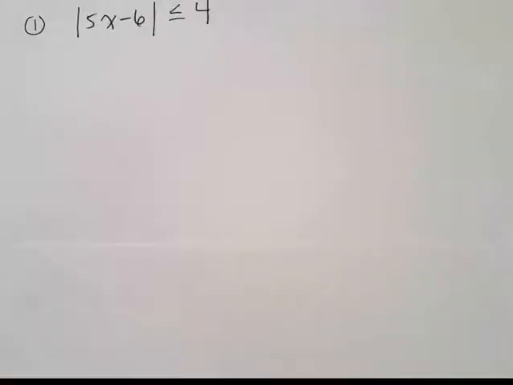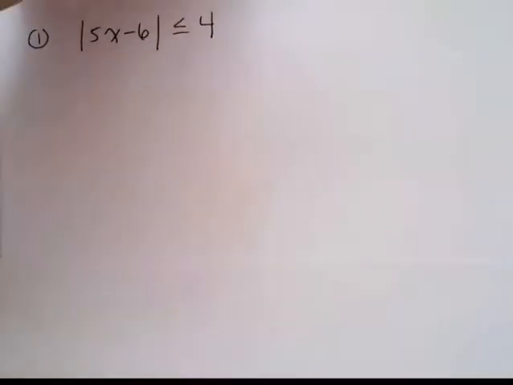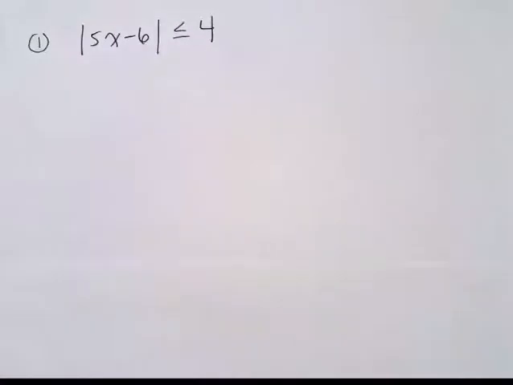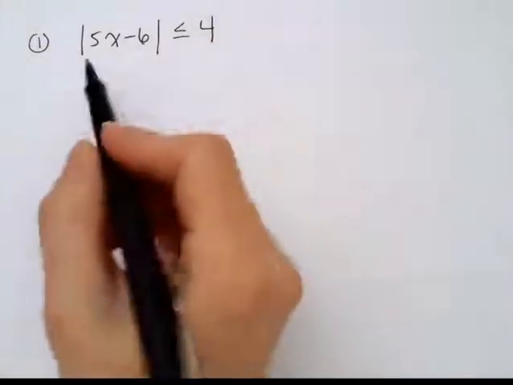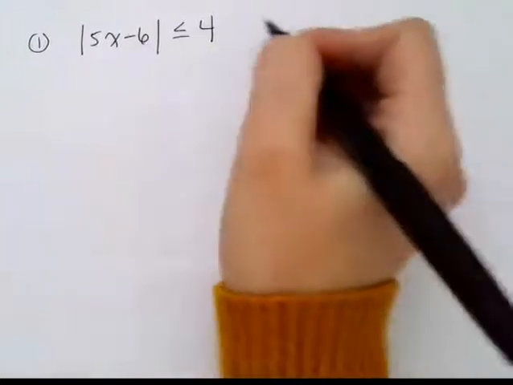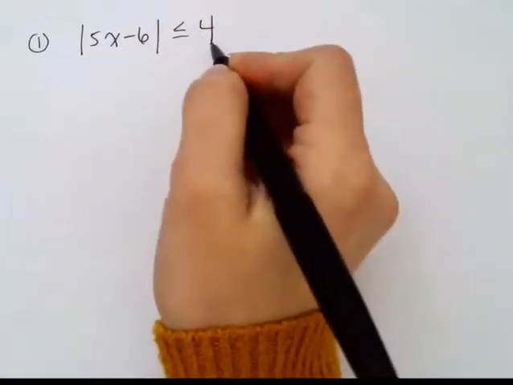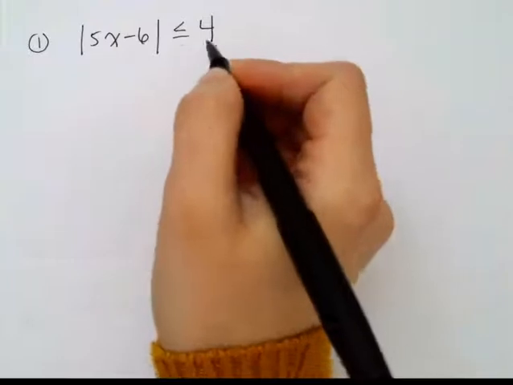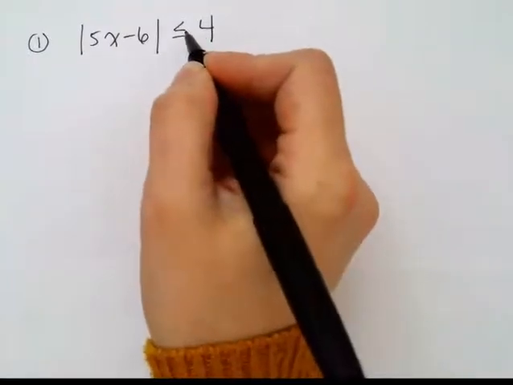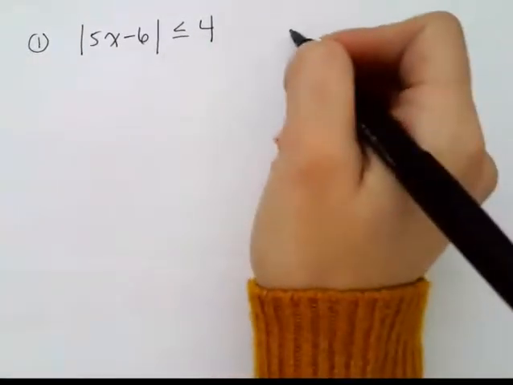I have that written here. Now I'm going to draw a graph to help me understand what this statement means. So this means that the absolute value of this expression is either equal to 4 units away from 0, or it's closer to 0 than 4 units away.